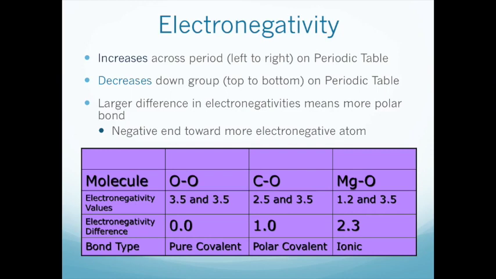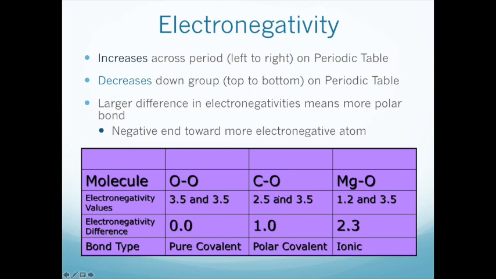So, electronegativity increases across a period, it decreases down the group, and the larger the difference in electronegativity makes the more polar molecule. And the negative end of the polarity will be pointing towards the more electronegative atom. Here are 3 examples. Oxygen has an electronegativity of 3.5 and an electronegativity difference of 0, making it a pure covalent bond.